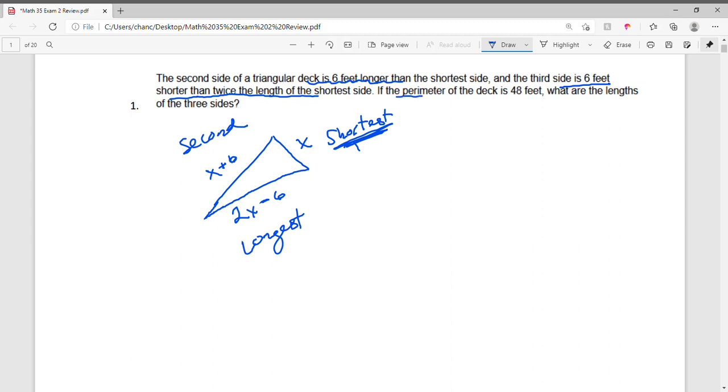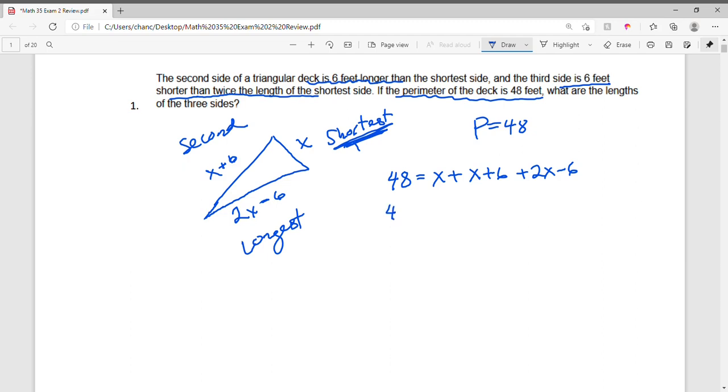What we need to use now is the perimeter. The perimeter is 48 feet, which is the entire distance around the triangle. I can now say that 48 is equal to x plus x plus 6 plus 2x minus 6. And this is by adding the distance around this triangle.